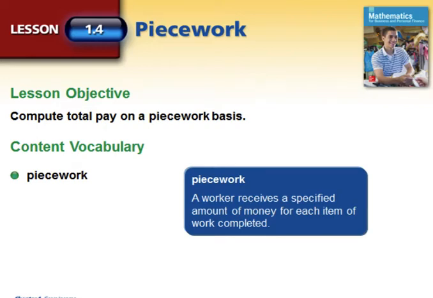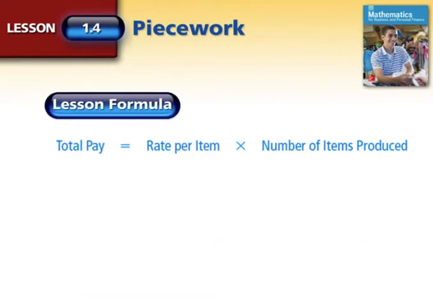Class, today we're going to learn how to figure out your paycheck if you are a worker who gets paid by piecework. Piecework is exactly what it sounds like. You are a worker receiving a specified amount of money for each item of work that you complete. So if you make rocking chairs for a living, then you might get paid a set amount per rocking chair that you complete and then sell. That's how piecework works.